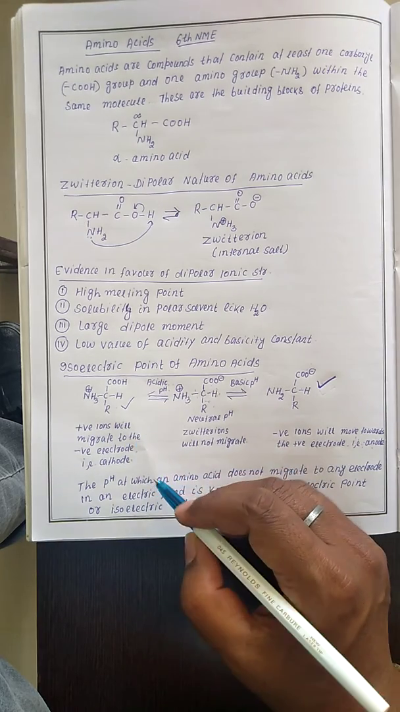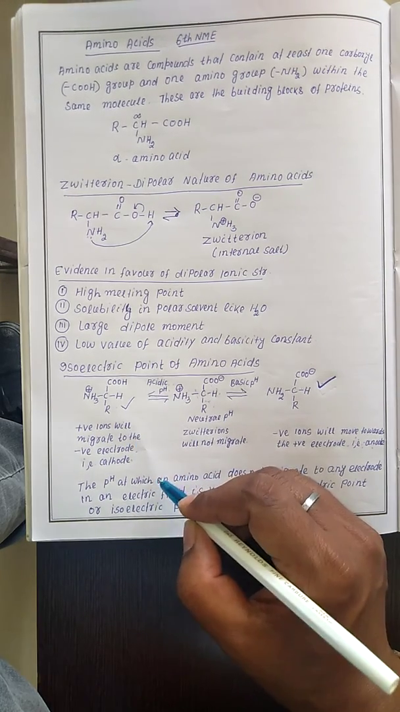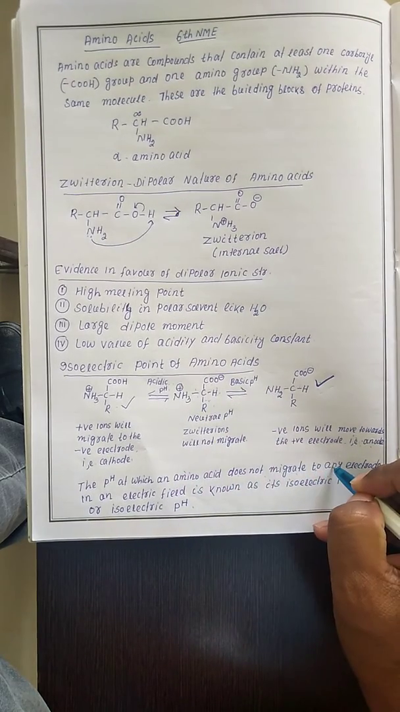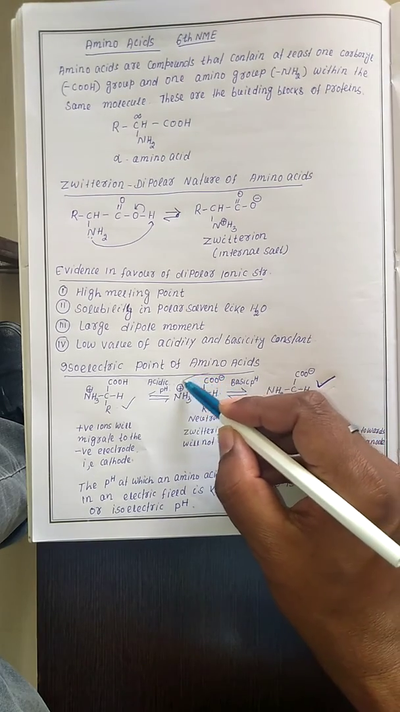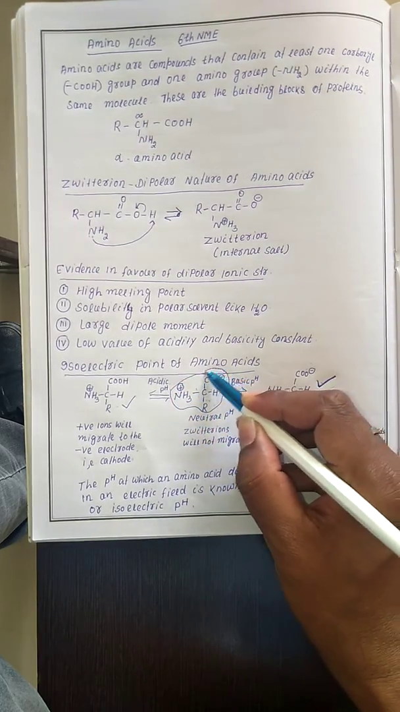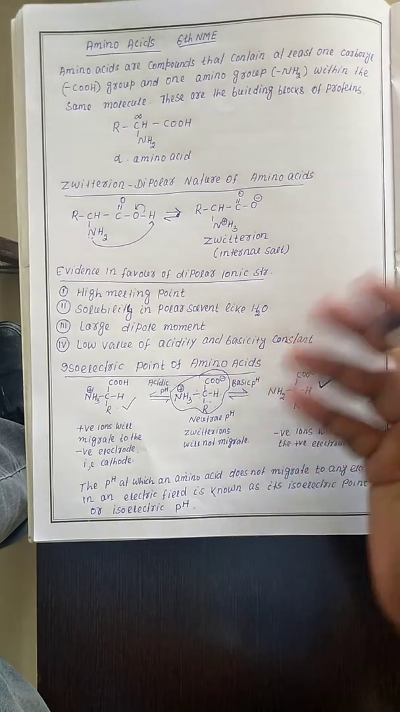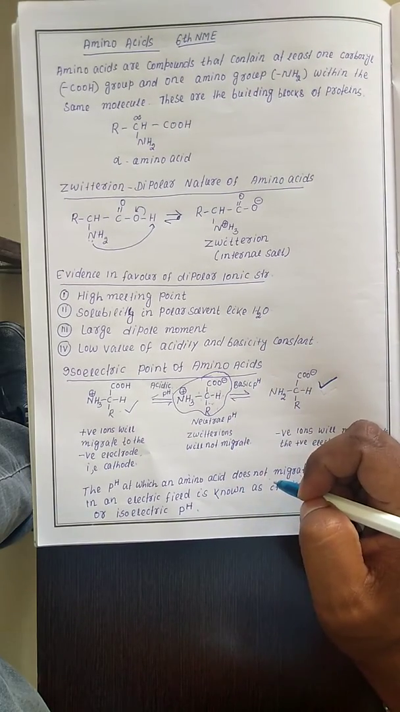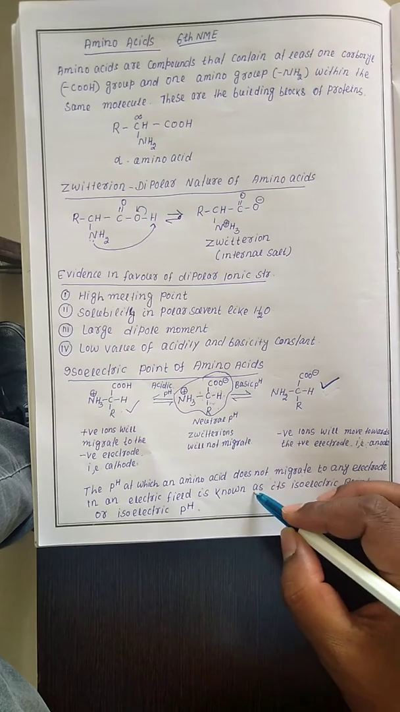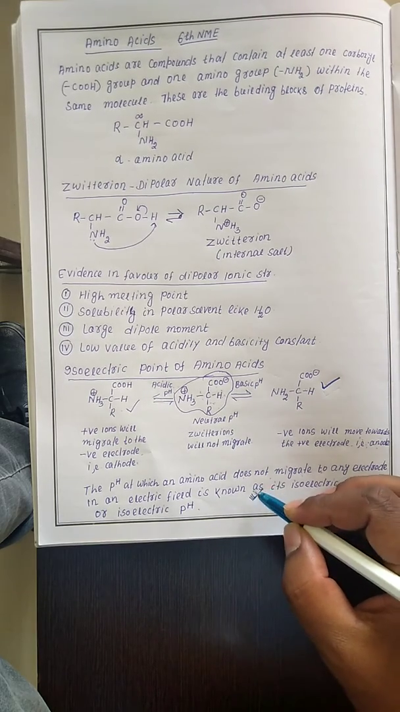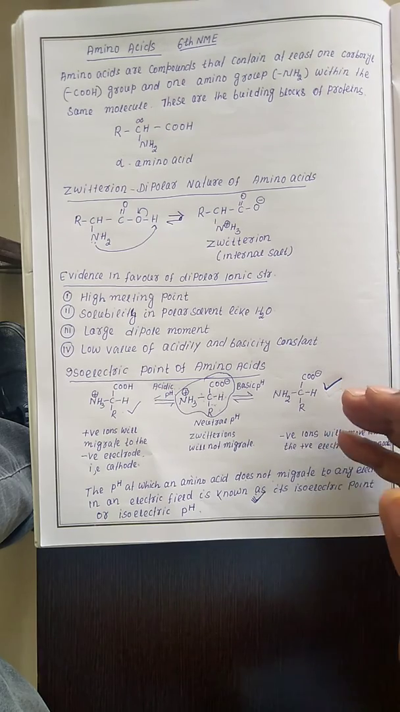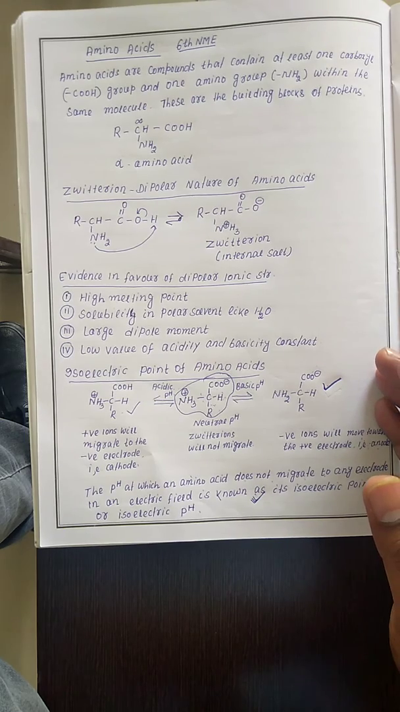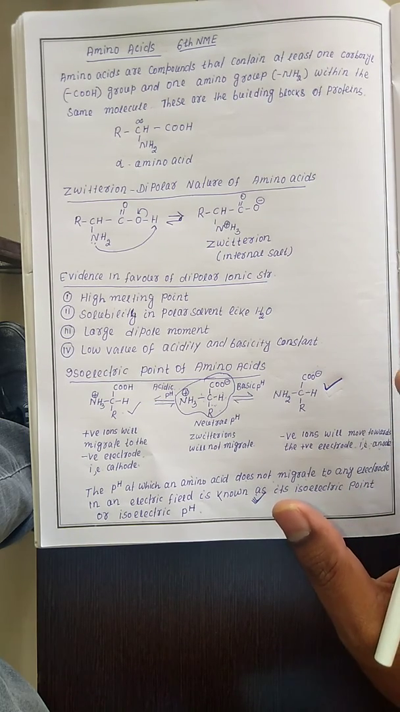So the isoelectric point is a special, particular pH at which an amino acid does not migrate to any electrode, either the anode or the cathode. That special pH is called the isoelectric point. In the next class we will see how we can synthesize amino acids. There are various methods.